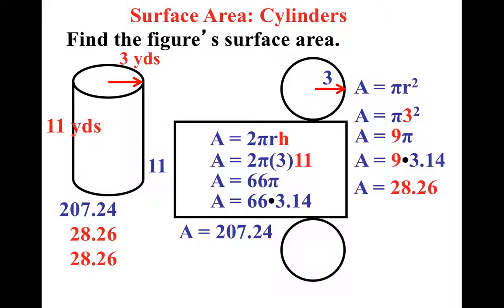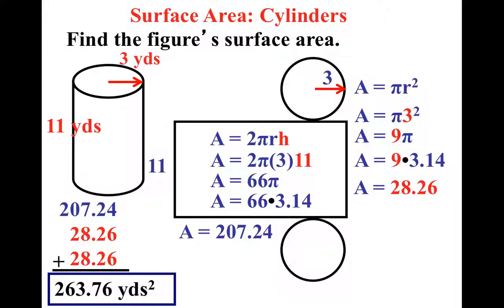Now I have to add all these together to get my answer. Hey, why did I have to have two 28.26s? Because there's 2 circles, right? All right, so I add them together, and I get my answer. Ta-da! All right, so with that, let's see if you guys can try one.